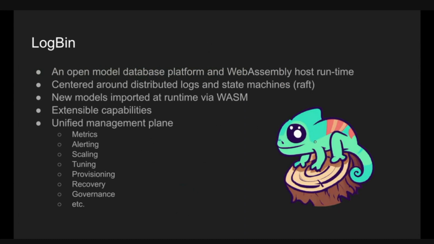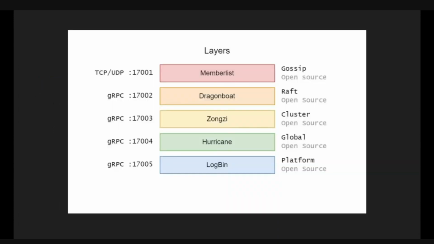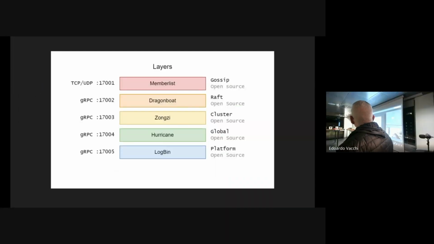So I created Logbin, which is an open model database platform and WebAssembly host runtime, centered around distributed logs and state machines with Raft, and you can import new models at runtime built with WebAssembly. It has extensible capabilities and hopefully a unified management plane. It's layered, and we'll go through all the layers one at a time.